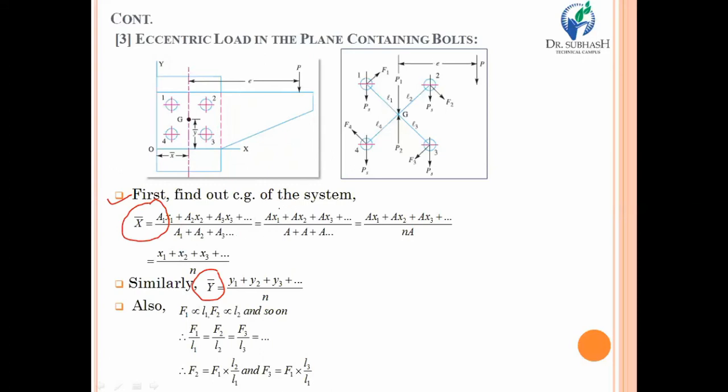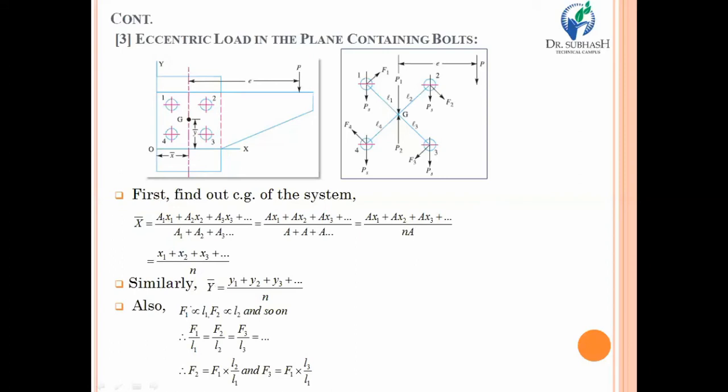By solving that, we know that the area of each and every bolt remains the same. So A1 is equal to A2 is equal to A3 is equal to A. So by solving that relation, ultimately you will have Ax1 plus Ax2 plus Ax3 up to the number of bolts that you have used, upon n into A, that means number of bolts into area of a particular bolt. So by simplifying still, it will give us x1 plus x2 plus x3 and so on, upon n. The same procedure you can also follow for the calculation of y bar.